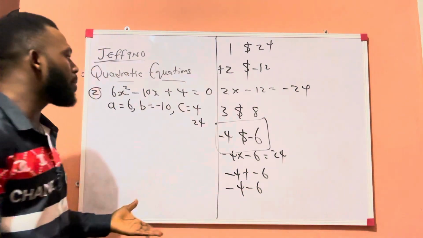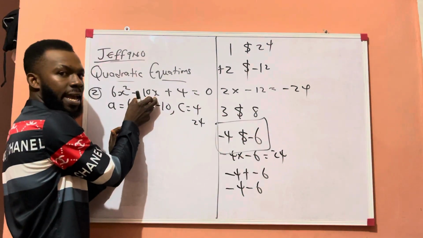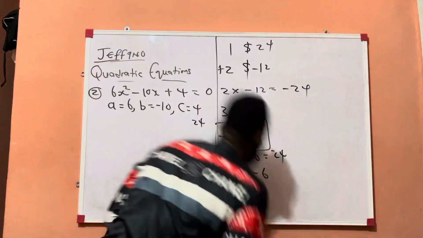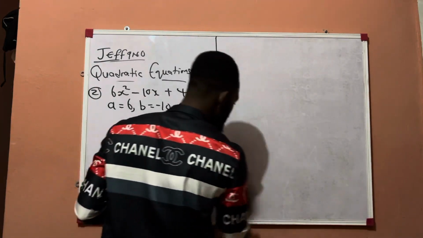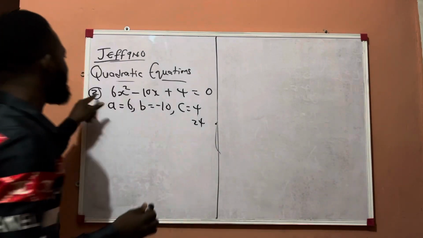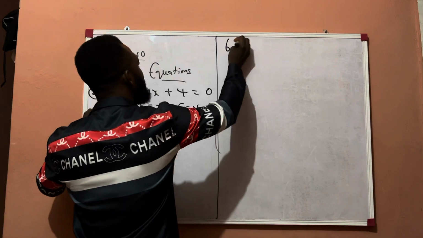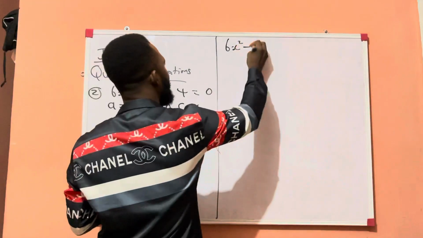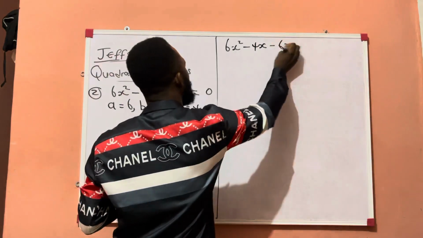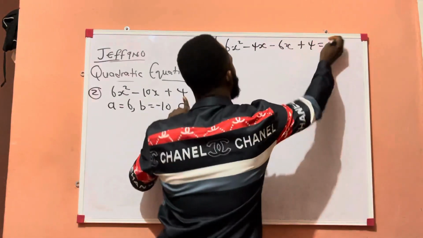Now, if we are using minus 4 and minus 6 to replace the b, which is minus 10x, what do we do? Now, let the math begin. It means rewriting this question. Now, we are going to get something like this: 6x squared. Now, instead of me writing minus 10x, what will I write? Minus 4x minus 6x, then followed by what? Plus 4 equal to 0.